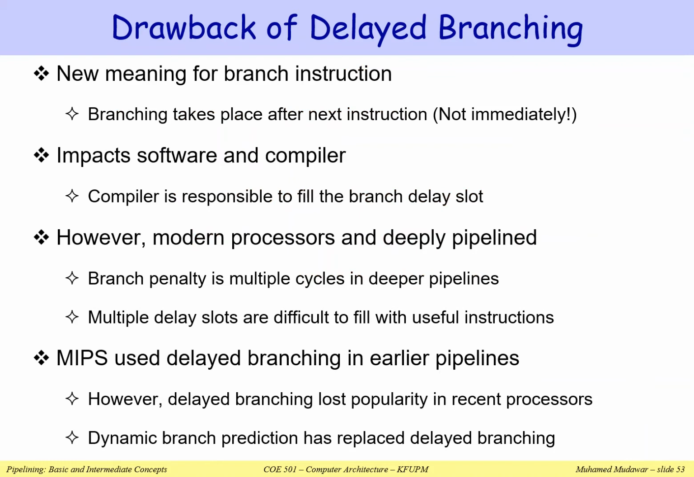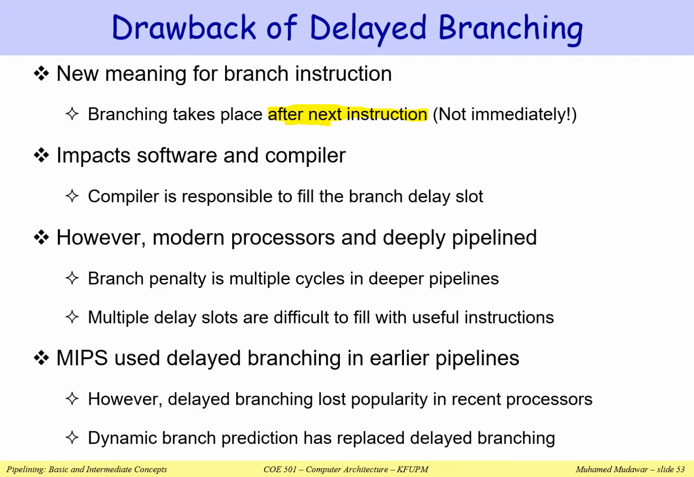Now, people have implemented delayed branching in the past, but there is a major drawback of delayed branching. There is a new meaning of the branch instruction. So we are changing the meaning of the branch instruction. So the branch instruction does not take place immediately. It takes place after the next instruction. Okay, so we have modified the meaning of the branch instruction, and because we are modifying the meaning, this is going to impact the software.